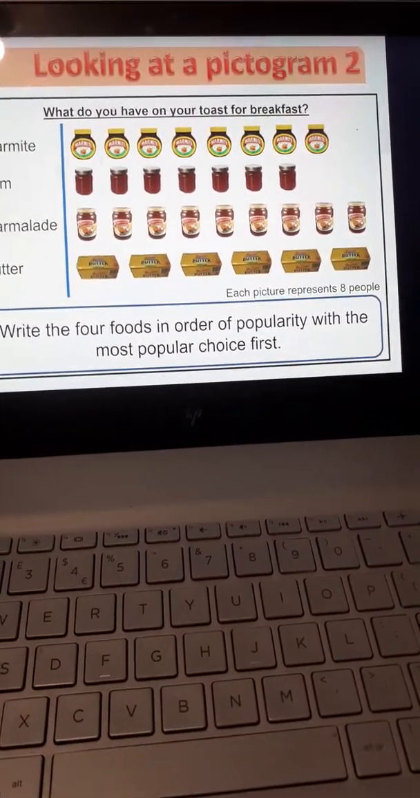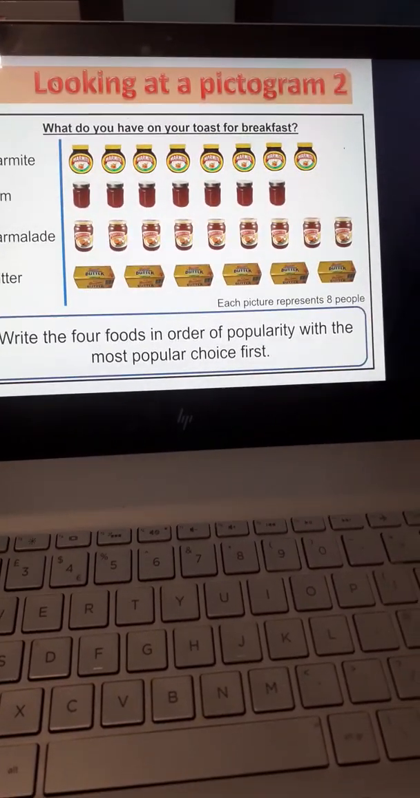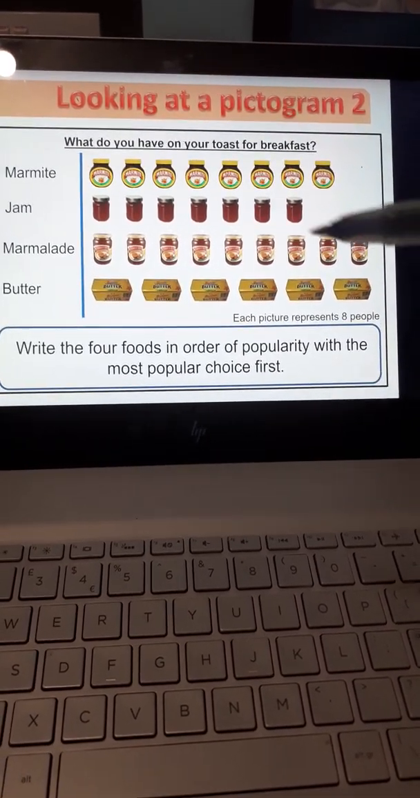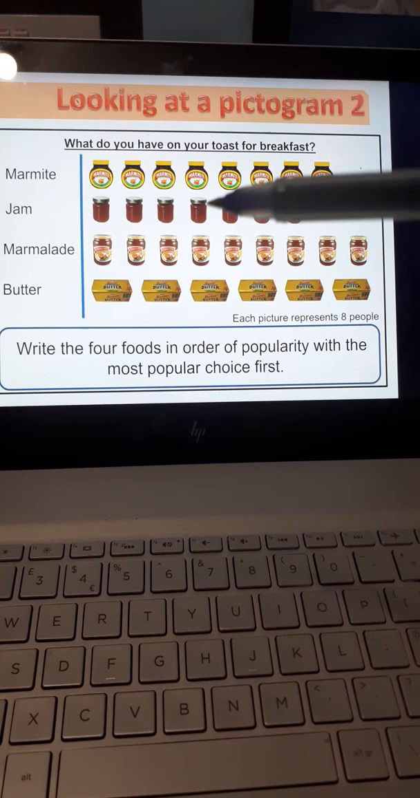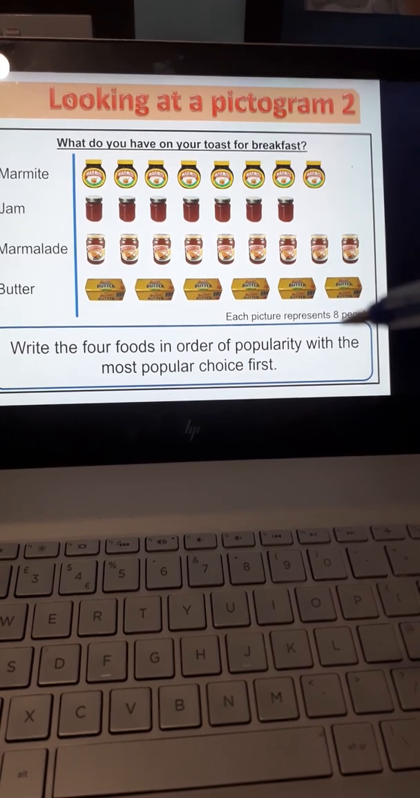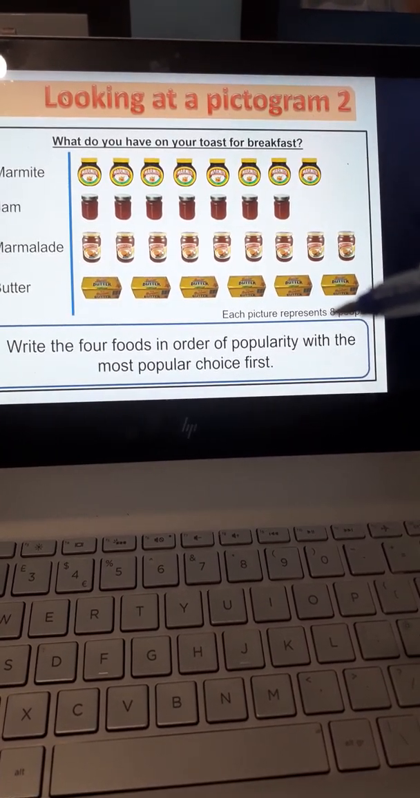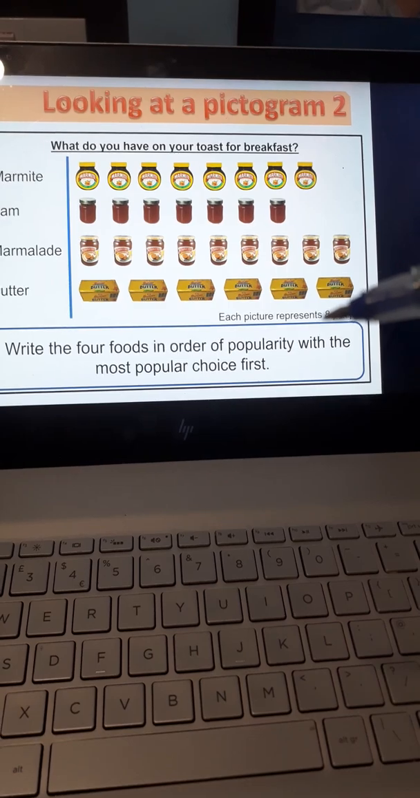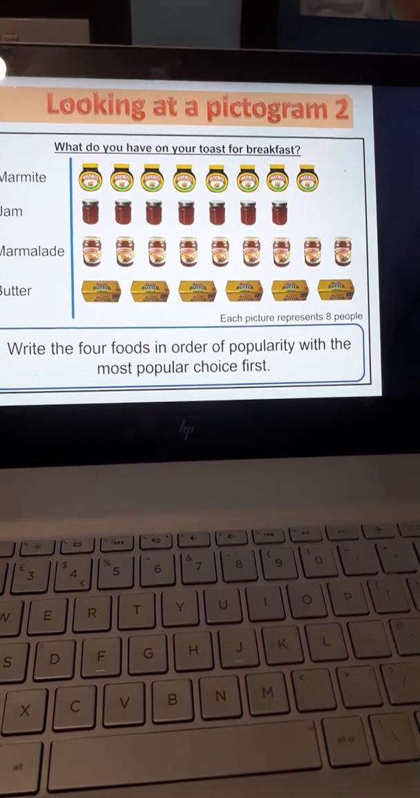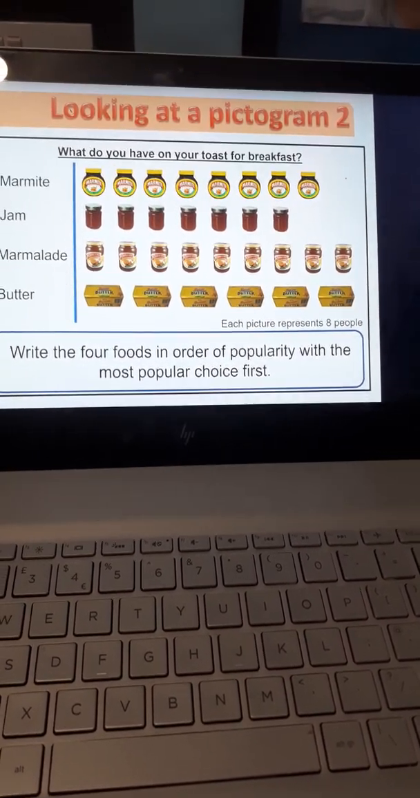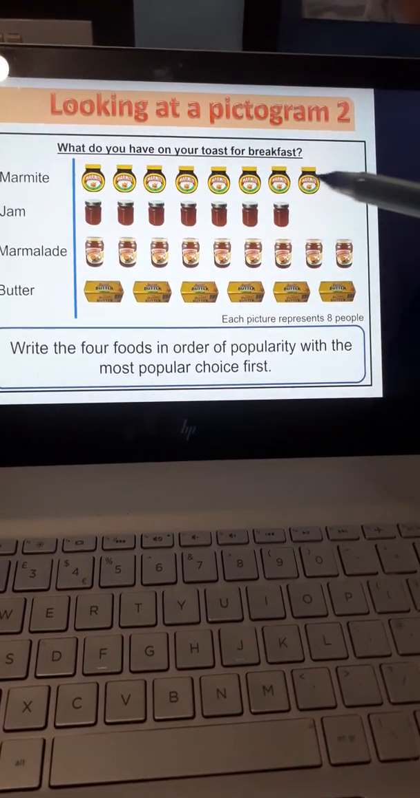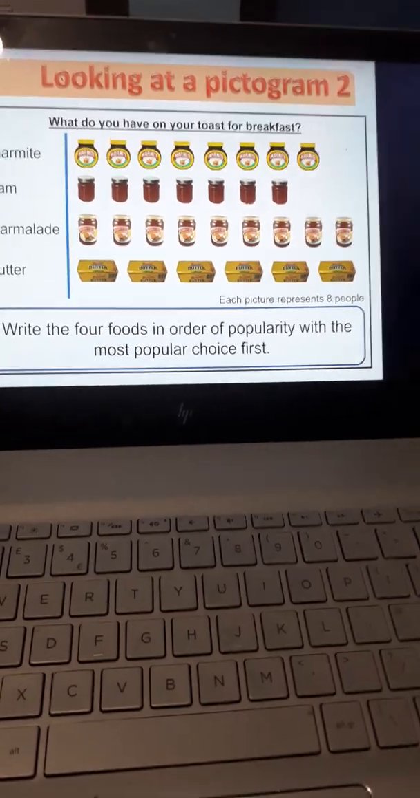Let's go over here, shall we? What did you have on your toast? Now, each symbol is getting harder. Each symbol is now worth 8 people. Yikes. So why don't we count up the jams? 1, 2, 3, 4, 5, 6, 7 jams, right? But bear in mind, each symbol is worth 8 people. So what's 7 times 8? Yikes, that's some big numbers here too. 7 times 8 is... pause the video. 7 times 8 is 56. Interesting. How many people liked Marmite? 1, 2, 3, 4, 5, 6, 7, 8. 8 times 8 is 64.